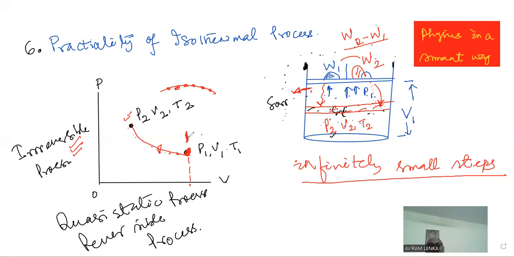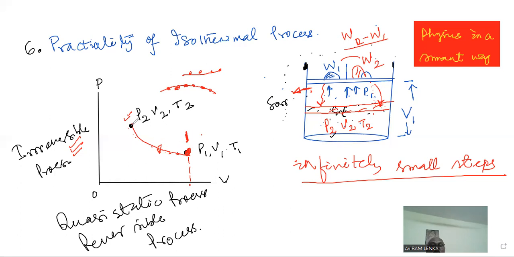So thereby what we do, we go through some steps which are very close to each other, and at every step we know the pressure and volume and temperature value. So if the process is like this, then the graph can be drawn.